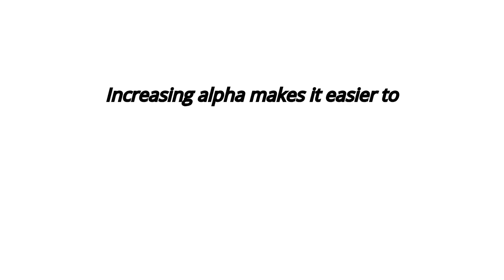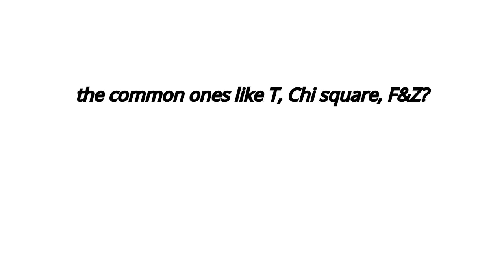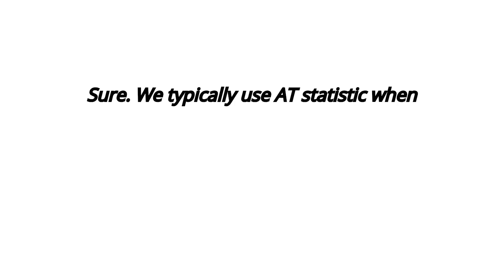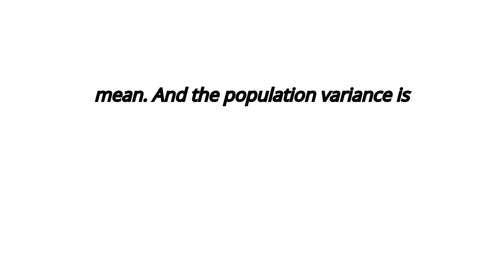And vice versa. Increasing alpha makes it easier to reject the null, reducing beta, but increasing the risk of a type I error. The optimal balance depends on the specific context and the relative costs of making each type of error. Right. We have different test statistics for different scenarios. Can you give us a quick rundown of when we'd use some of the common ones like T, chi-square, F, and Z? Sure. We typically use a T statistic when testing hypotheses about a population mean and the population variance is unknown, which is very common in practice.